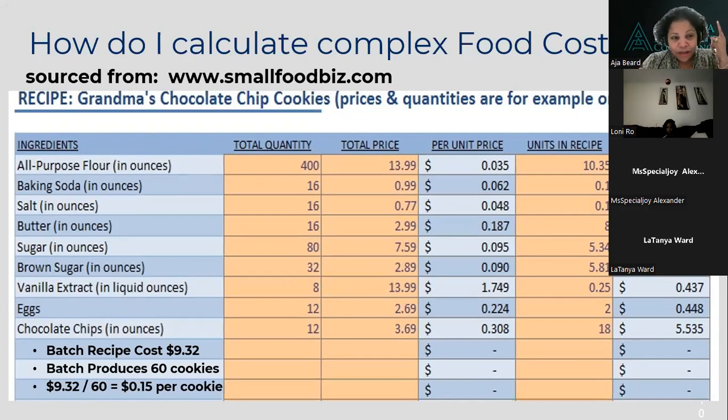You need to have a list of all the ingredients for that recipe. So in this case, we've got grandma's chocolate chip cookies. Every single ingredient that's going to go in there. We need to know how that ingredient comes. So when you buy it, is it a 5-pound bag? Is it a 2-ounce, little tiny bottle? Is it a 25-pound bag of flour? However it comes, we need to know the exact way it comes.